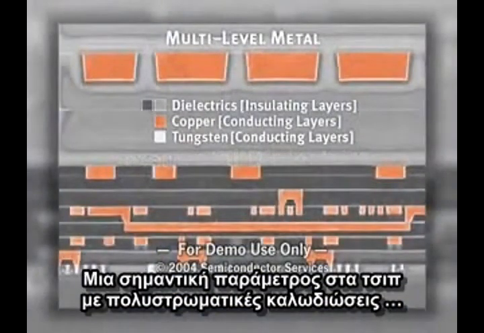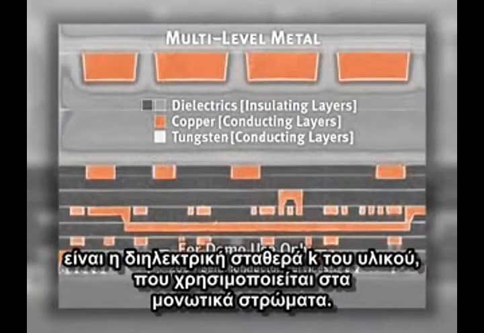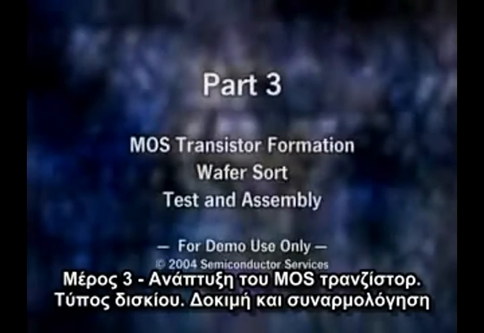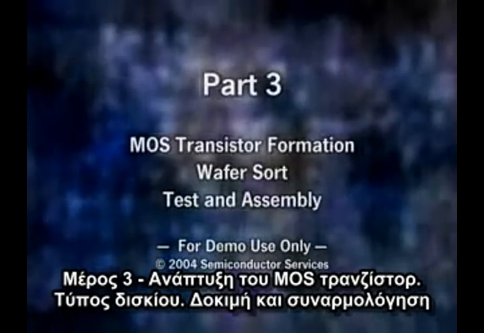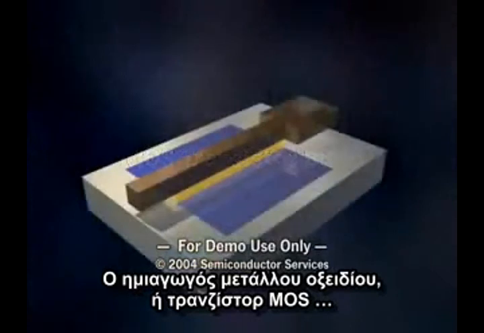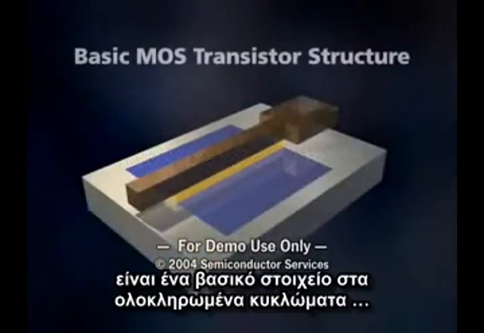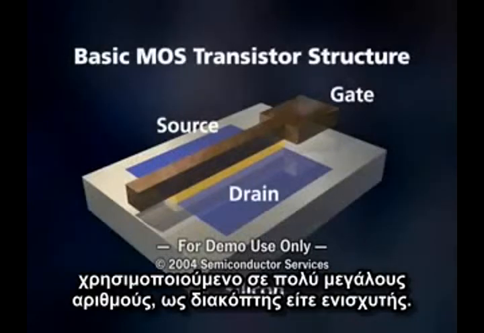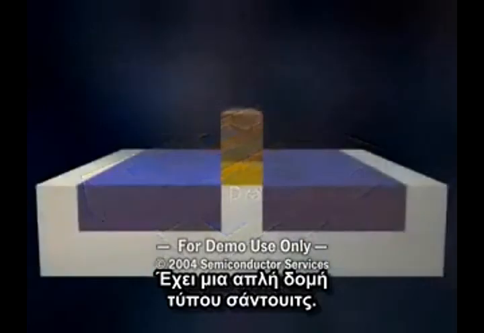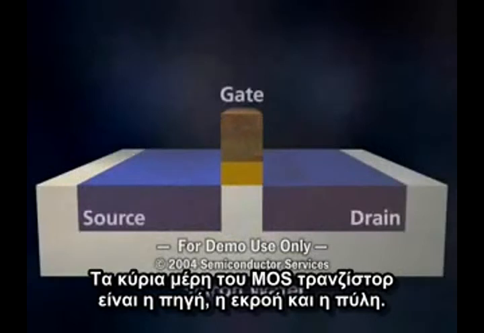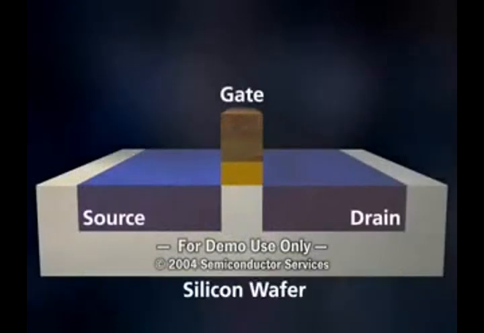An important issue in the multi-level wiring structure is the dielectric constant, called K, of the material used for the insulating layers. The metal oxide semiconductor, or MOS transistor, is a key circuit component used in very large numbers as a switch or amplifier. It has a simple sandwich structure. The main parts of the transistor are the source, drain, and gate.